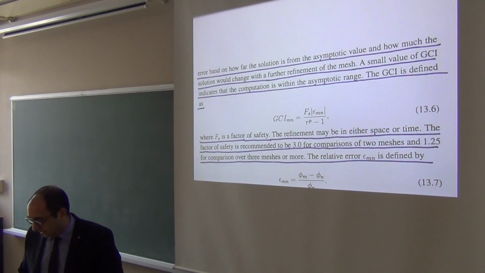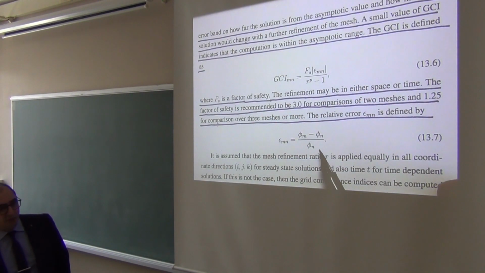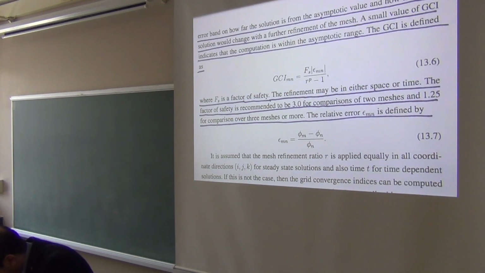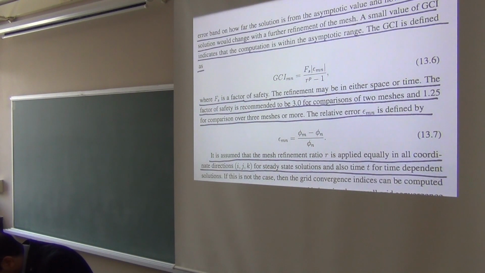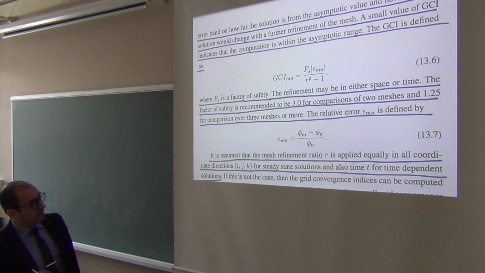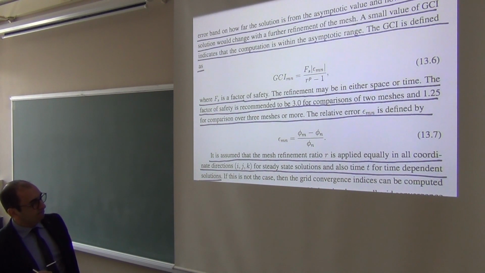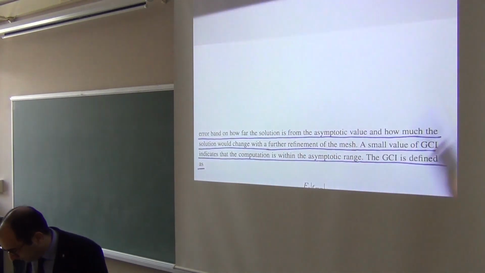The relative error, epsilon, between 2 different levels of mesh is defined as usual. Many of us have used this relative error. Further, it is assumed that the mesh refinement ratio is applied equally in all coordinate directions, even for time. Remember I said the refinement ratio can be direction dependent. I'll give you an example. Let's say I have this mesh.